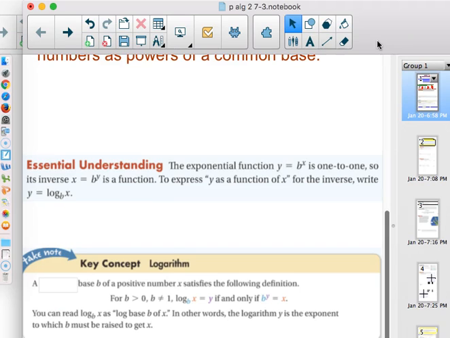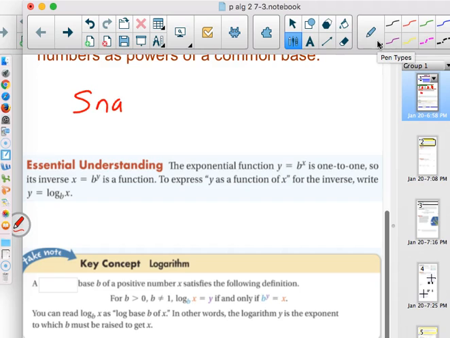Now it says to express y as a function of x for the inverse, write y equals logarithm base b of x. Well, here's where we're going to stop and we're going to find out that this is not as horrible as it looks. So here's what you do. You're going to write right in the middle here, snail shell.